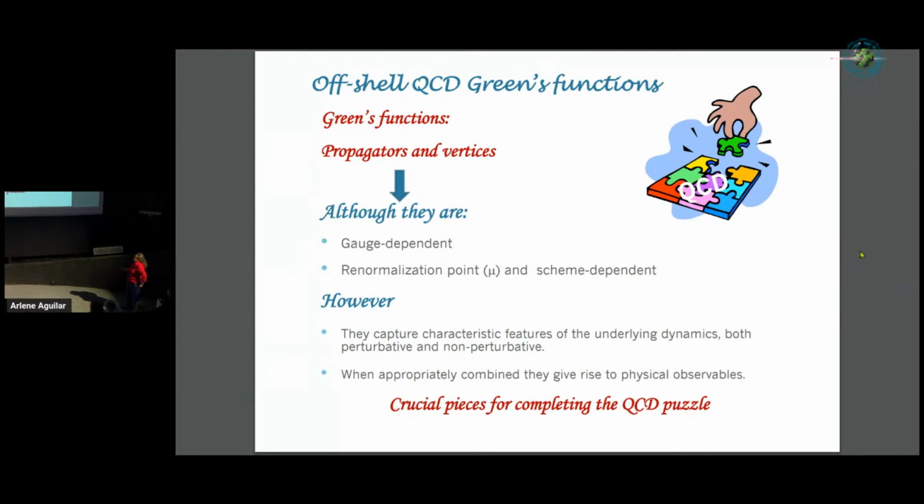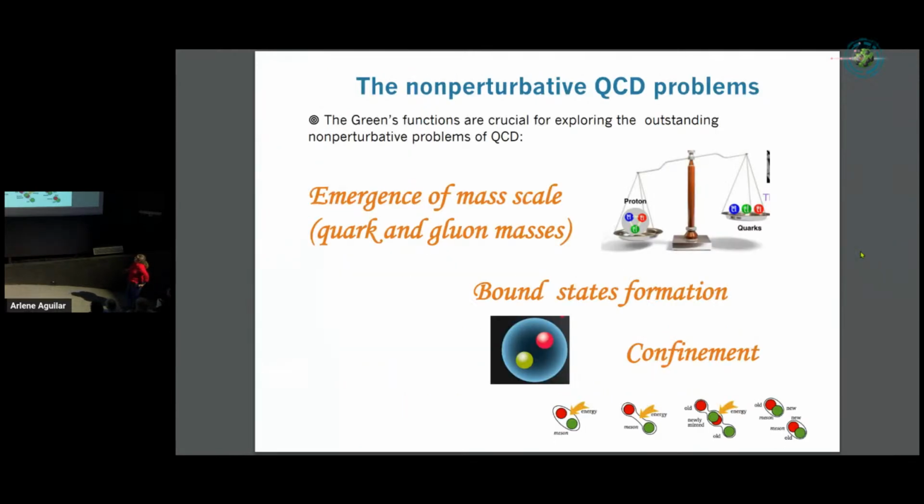So basically, you can construct physical observables out of these ingredients. They are the crucial pieces of our QCD puzzle. With these functions you can assess the quark and the gluon mass, so you can study the emergence of the mass scale in QCD. You can also study bound state formation, and you can also have some hints about confinement through these Green's functions.